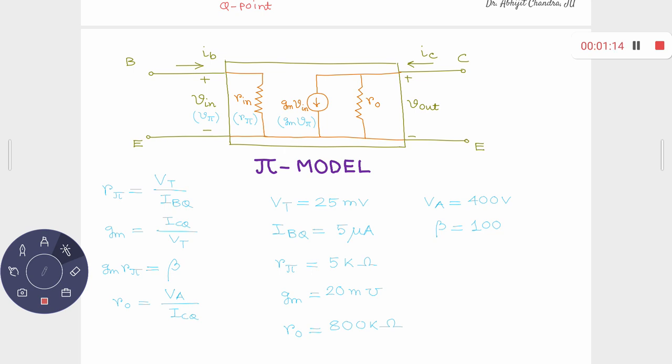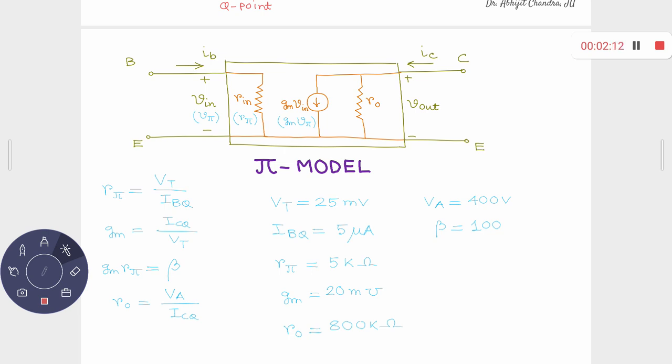And this resistance R0 was given by Va, the early voltage, divided by ICQ. We have developed an expression for that, and for some typical values, say VT is 25 millivolt at room temperature, the early voltage is 400 volt and beta is equal to 100, and say the quiescent base current IBQ is 5 microampere, then if you calculate these different values like R pi, Gm and R0, R pi is coming like 5 kilo ohms. Typically the R pi value is a few kilo ohms. And Gm is given by ICQ, because the value of beta is given and IBQ is 5 microamperes, so ICQ is 500 microamperes or 0.5 milliampere. Then your Gm is coming as 20 milli ohms, and R0 is typically pretty large.